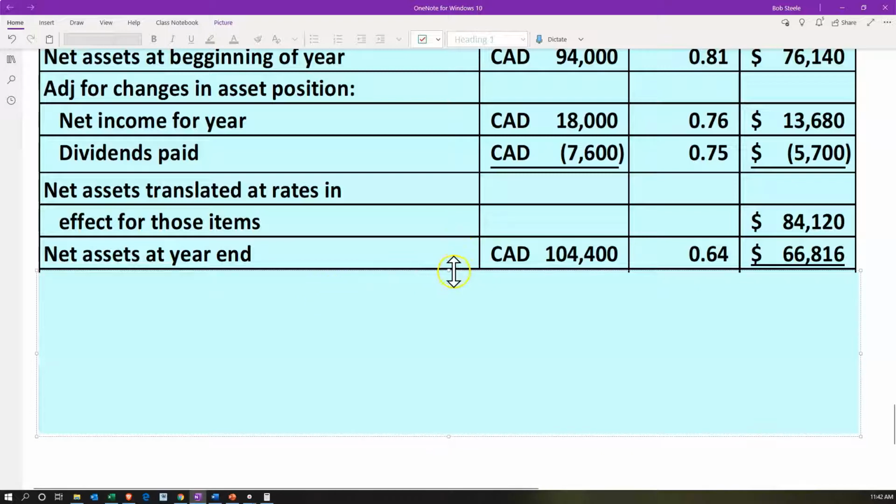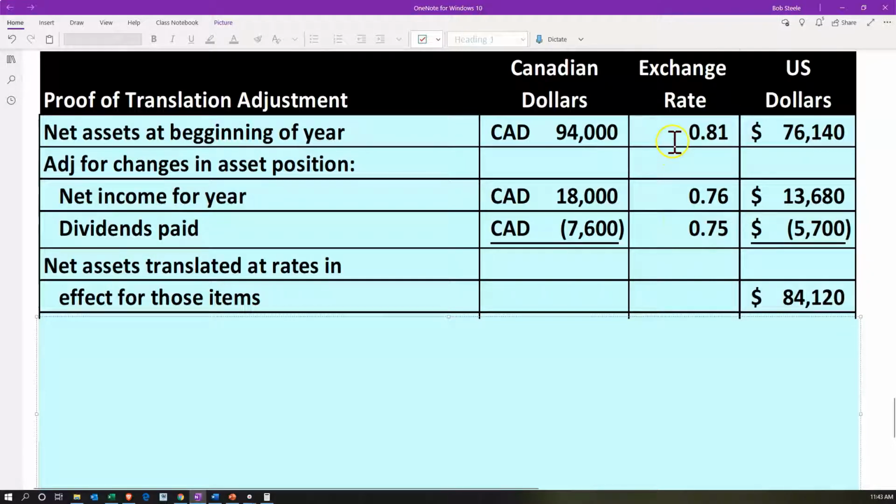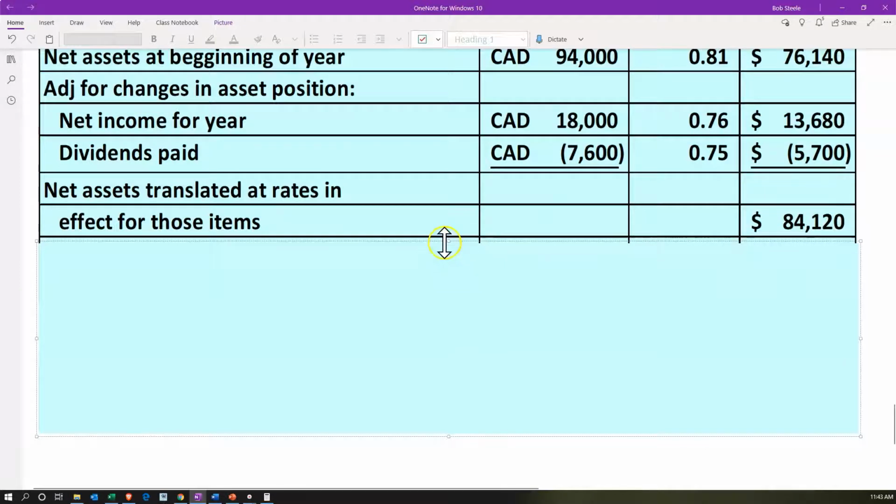So then the net asset translation at rates in effect for those items. We're going to add these up. We're looking at just the cash side of things, right? Because now we're looking at how we use these different rates to figure out these different components, going from the beginning point in time of the net assets, kind of like the full equity section at the beginning, and then having the adjustments, the net income and the dividends, to get to the ending balance. So this plus this minus the 5,700 gives us the 84,120.